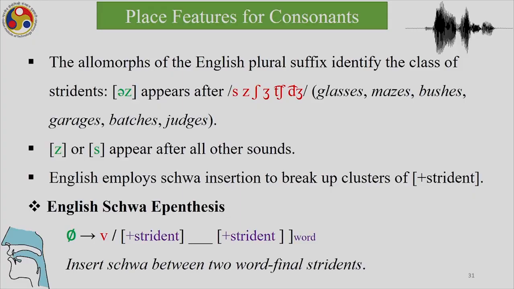And the allomorphs of the plural suffix identify the class of stridents. So, for instance, in English, whenever the last consonant is one of these stridents, the plural is glasses, mazes, bushes, garages, batches or judges. English employs schwa insertion to break up clusters, so before a strident, a schwa is inserted, and then we have this form.